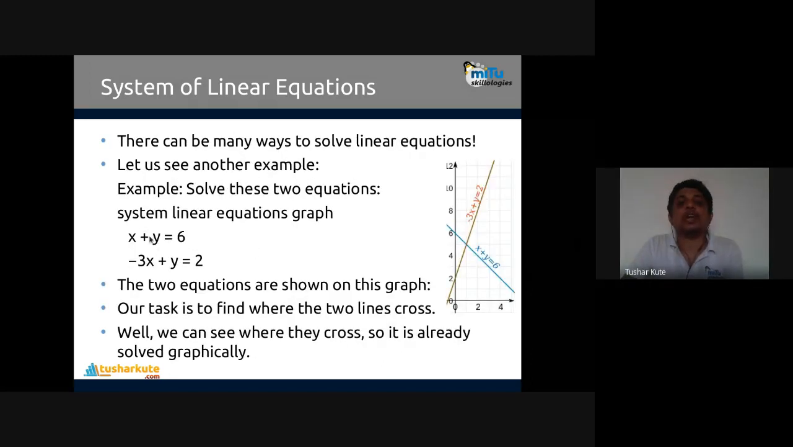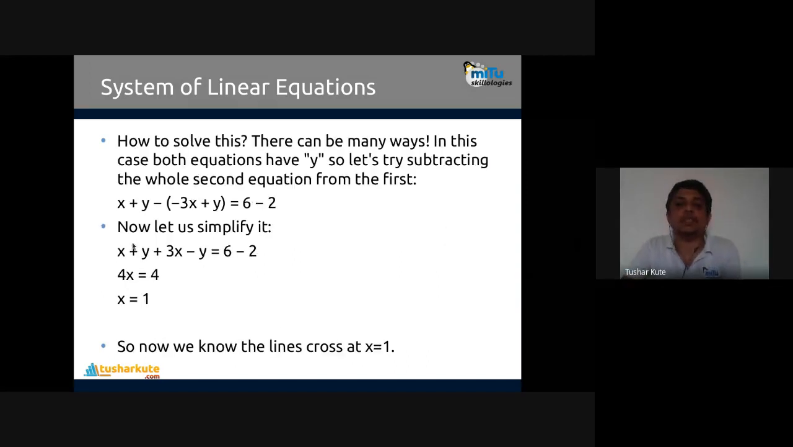Now see, we are subtracting this equation, the left hand side and the right hand side. This is your left hand side. We subtract the left hand side from the left hand side, and the right hand side from the right hand side. The first is x plus y equal to 6, and the second is minus 3x plus y equal to 2. So I just subtracted the left part from the left side and the right part from the right side. Fine, and we'll simplify that.